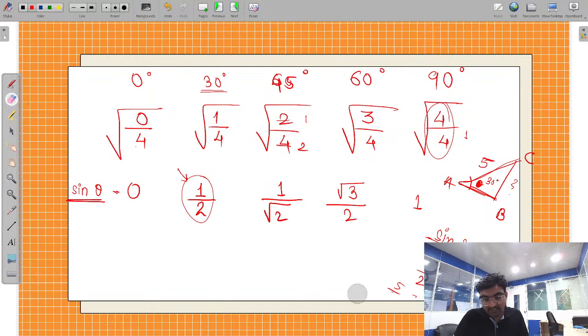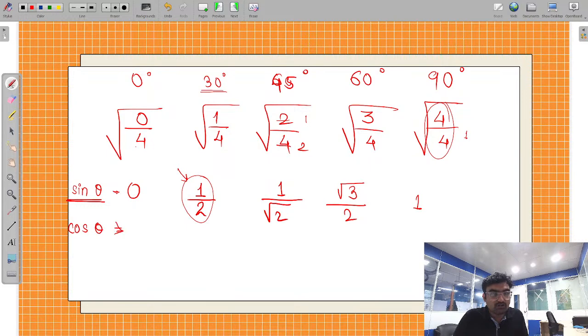Now I'll erase this. Okay, so sine is done. Next is cos theta. Correct?